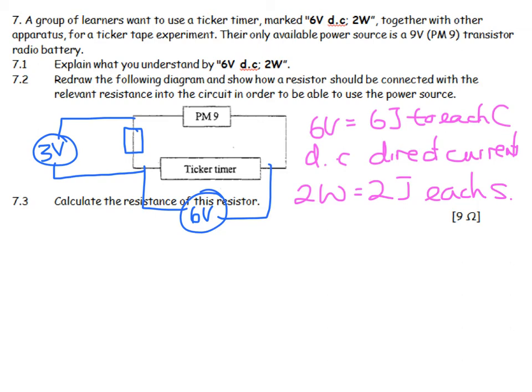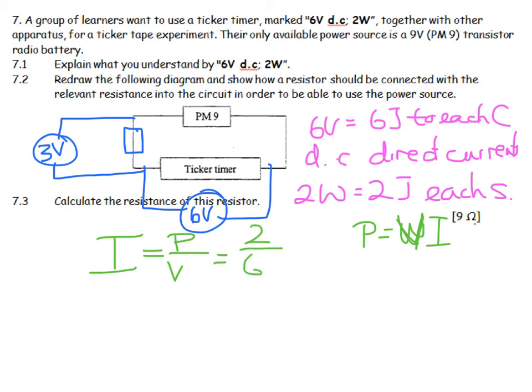Why don't I try and work out the actual current going through there? So I'm going to say current strength is equal to, well, I know that power is equal to potential difference times current. So current is going to be equal to power divided by potential difference. So that's going to be 2 divided by 6, and that's 0.33 amps. So if I had an ammeter on here, it would read 0.33.